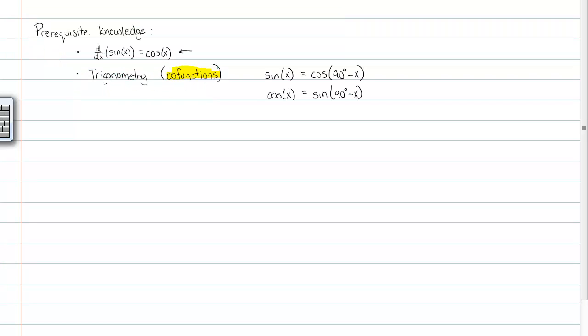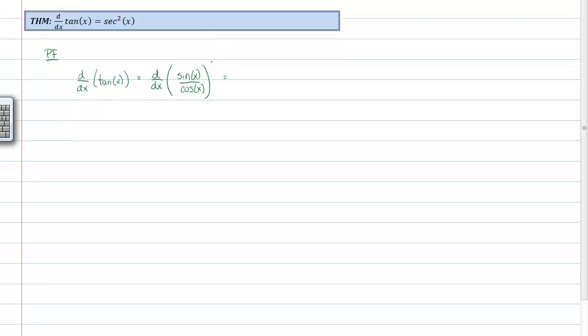So maybe I should have put that in my prerequisite knowledge, that you should already know the quotient rule too. I didn't think about that until I started filming this, but you should know the quotient rule as well. So let's go back here, and I'll go ahead and write in the derivative of the sine times the cosine, minus the sine times the derivative of the cosine, all over the cosine squared. So we now have that in there. And we already know that the derivative of the sine is the cosine itself. So I'll just go ahead and write this as cosine times the cosine.